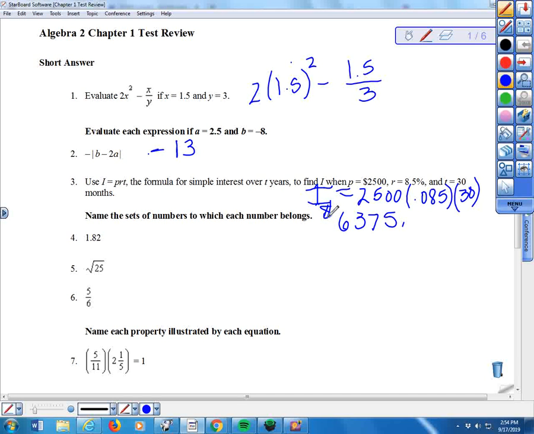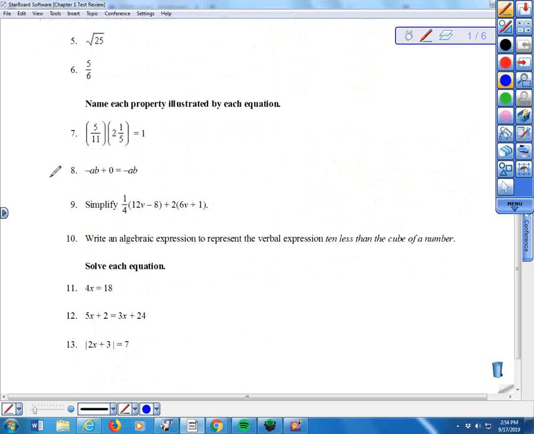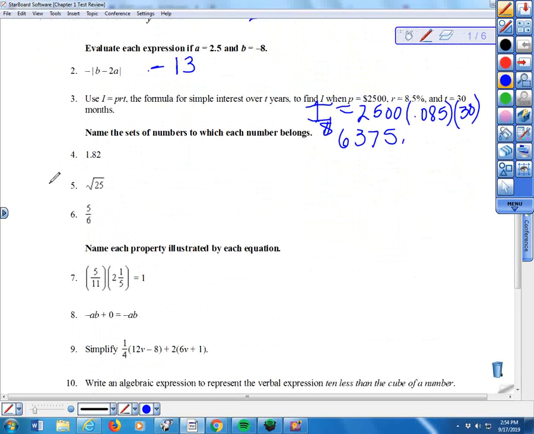All right, sets of numbers to which each belong. Remember, for sets of numbers, we have the real number system as the overall number system. Then under the real, we have rational and irrational. And then under rational, we have integers, whole, natural. The irrational is just irrational, there's no subset. So 1.82, I can make this a fraction. So it's rational. It's real.